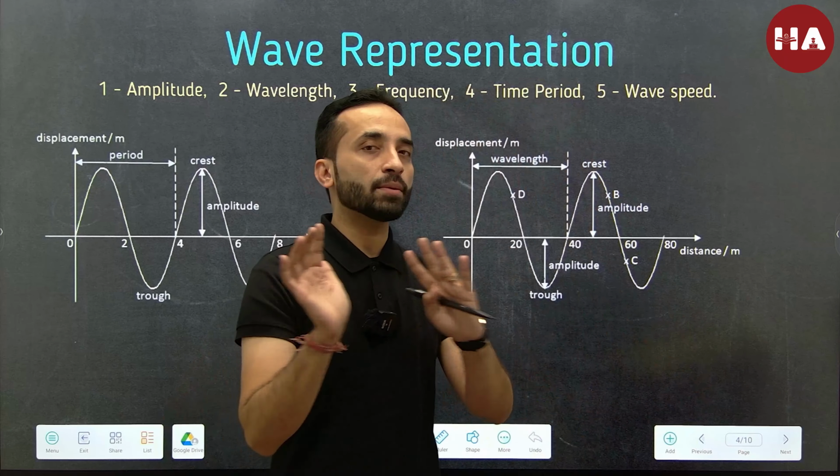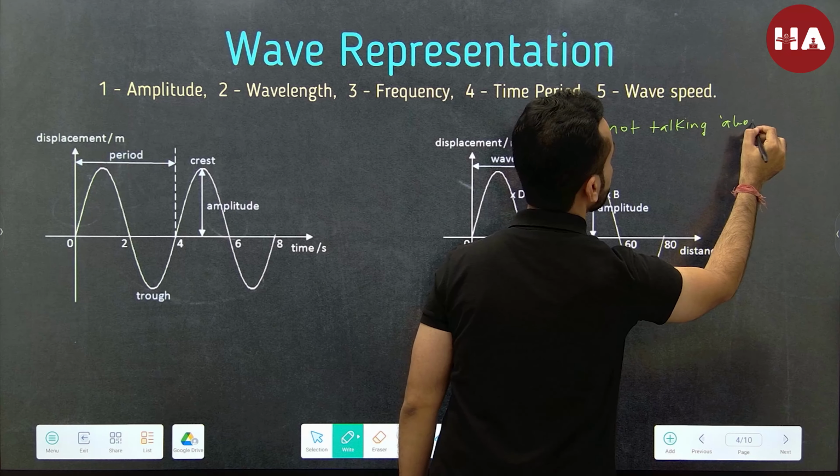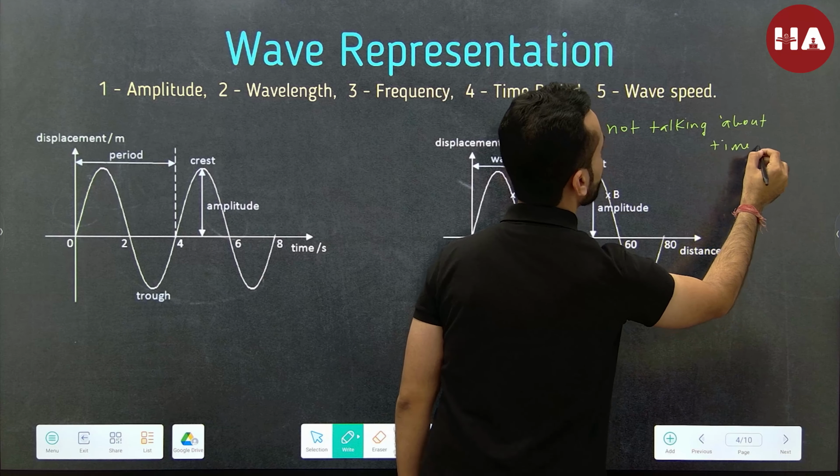Now you are seeing two diagrams here. You would say, why are there two diagrams? So understand, students, this is versus distance. So imagine you click a snapshot of the wave, right? So you are not talking about time here, not talking about time. How, students, how? So when I say we have clicked a picture, can we see the variation with time? No.